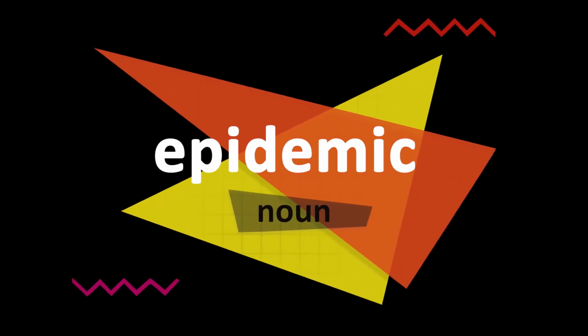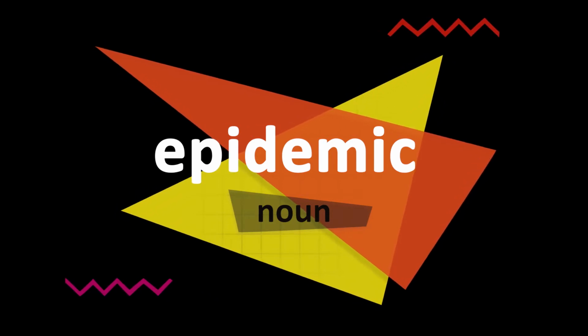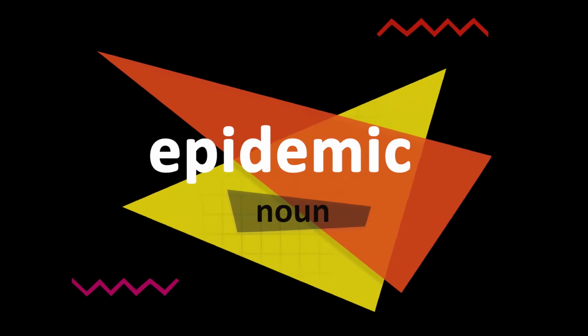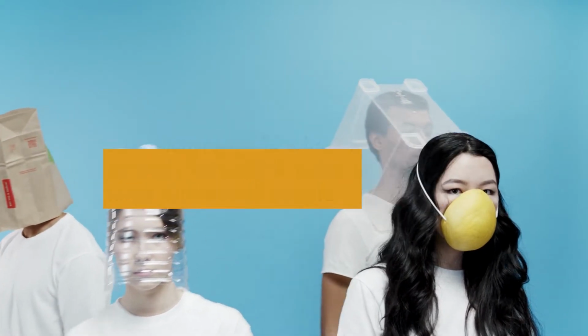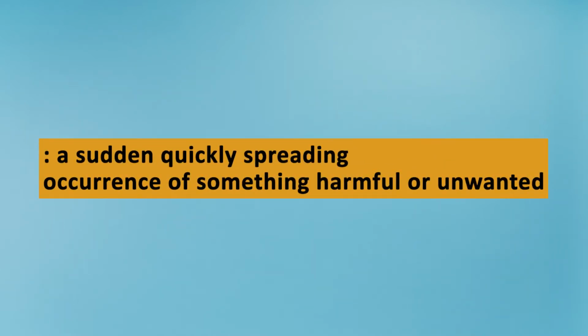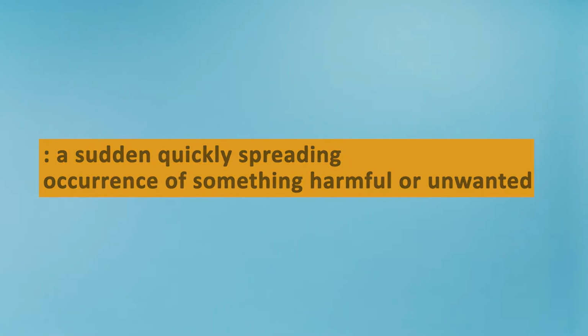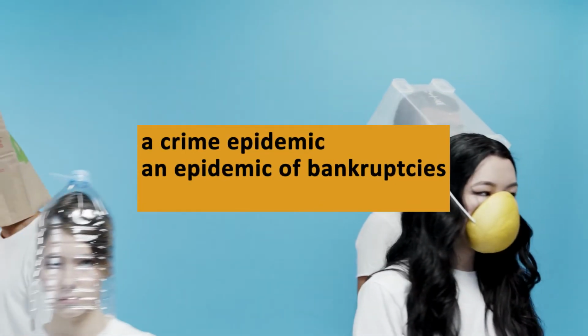All right, our next word is epidemic. Can you say it? Epidemic. This is a noun that means an occurrence in which a disease spreads very quickly and affects a large number of people. We can talk about a flu epidemic or the AIDS epidemic. It also means a sudden, quickly spreading occurrence of something harmful or unwanted, like a crime epidemic or an epidemic of bankruptcies.